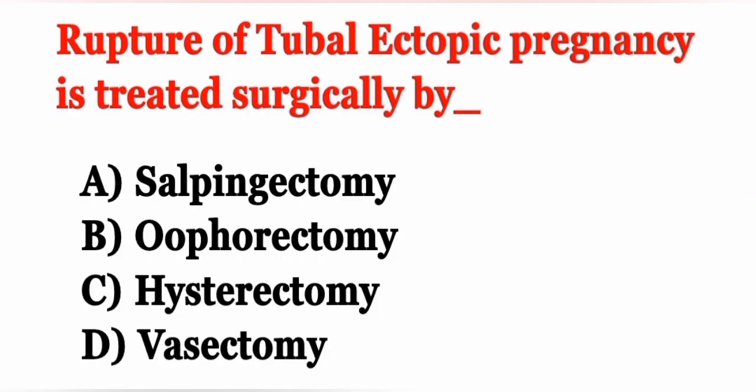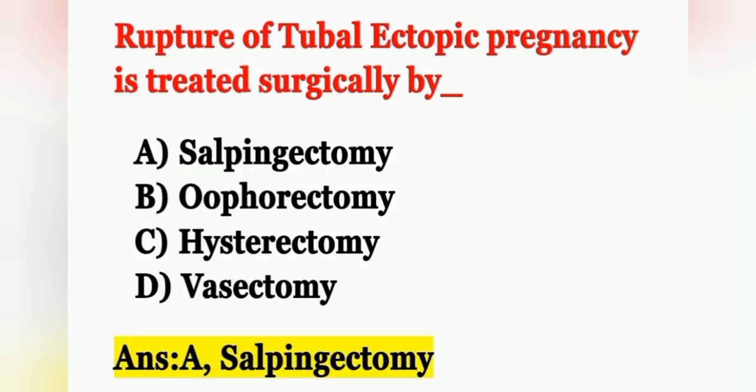The next question: a rupture of tubal ectopic pregnancy is treated surgically by. Option A, salpingectomy. Option B, oophorectomy. Option C, hysterectomy. And option D, vasectomy. Ruptured tubal ectopic pregnancy is treated surgically by salpingectomy. Option A is the correct answer.